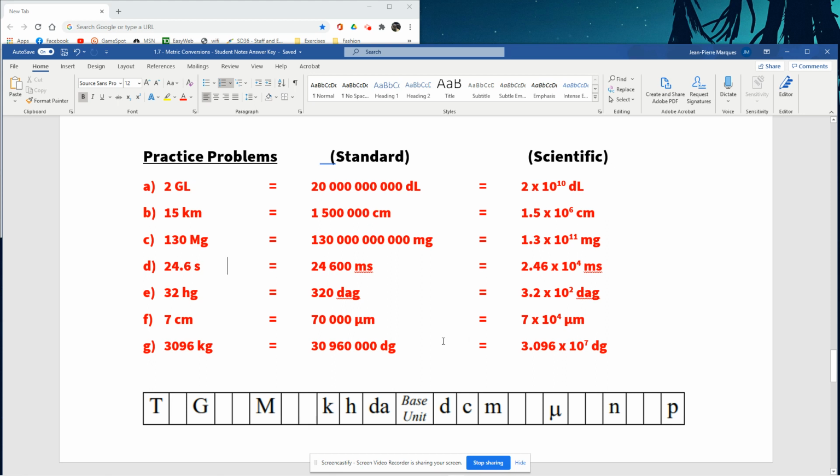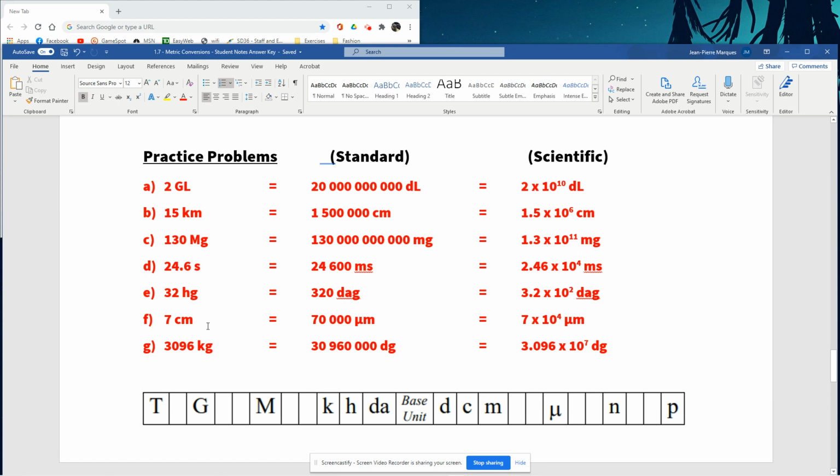If I do it the exponential way, my starting unit is centi, which is 10 to the minus 2. Micro is 10 to the minus 6. Minus 2 minus minus 6 is the same as minus 2 plus 6. Minus 2 plus 6 is 4. Therefore, I'm going to move my decimal 4 spaces, and therefore I get the same answer.